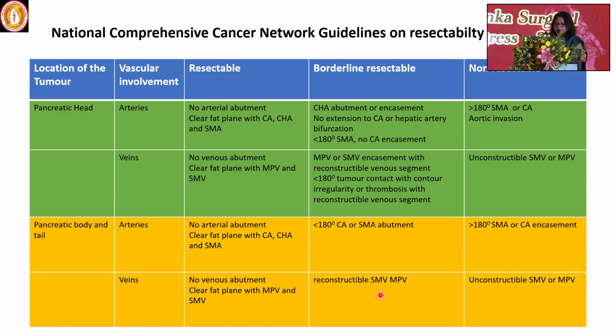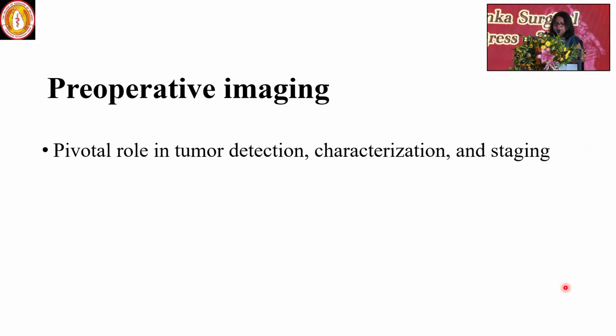And again, if SMV and main portal vein involvement is there, but there is a reconstructible segment, then it is borderline resectable. And then the non-resectable tumors in the pancreatic body and tail have more than half the circumference of involvement in superior mesenteric or celiac axis, and if there is no reconstructible SMV or main portal vein involvement, again non-resectable. So those are the guidelines we follow.